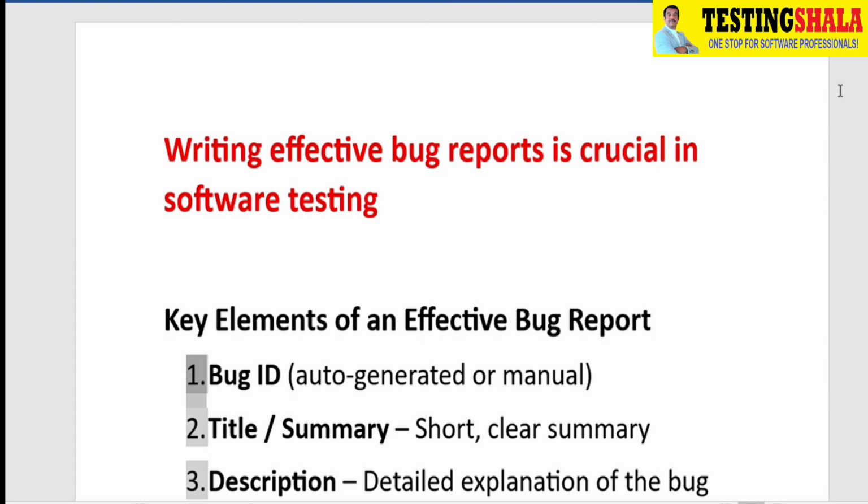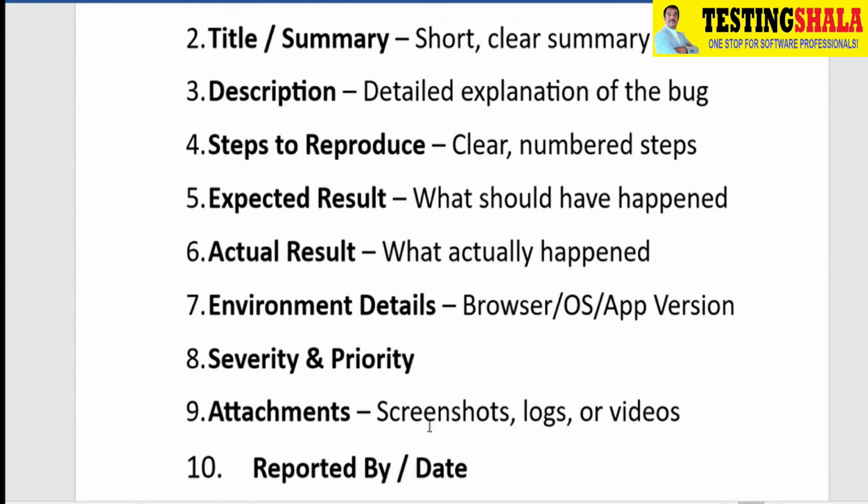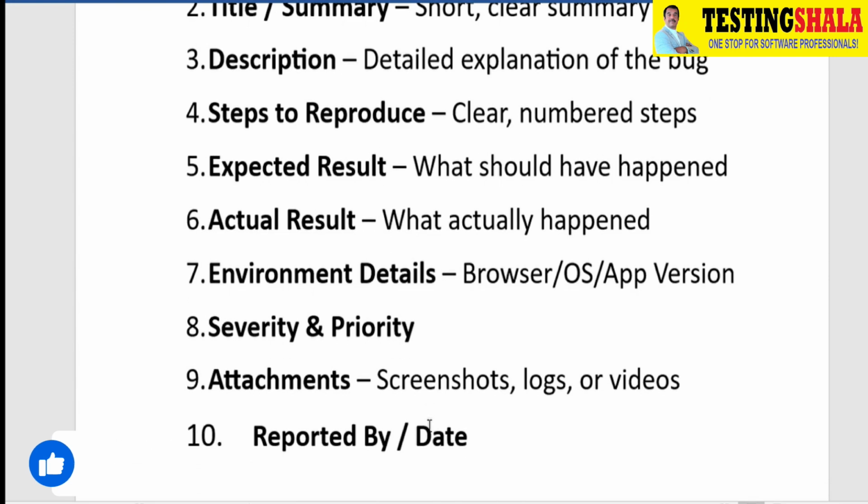Whenever we log a defect or a bug report, we should fill in predefined fields. Some of this information is the bug ID, which is normally auto-generated. If you are writing in an Excel sheet, you will write the sequential numbers manually. We will also write the title, description, steps to reproduce, expected results, actual results, environmental details, severity and priority, attachments, as well as who logged the defect. This information is logged as part of the bug reporting.